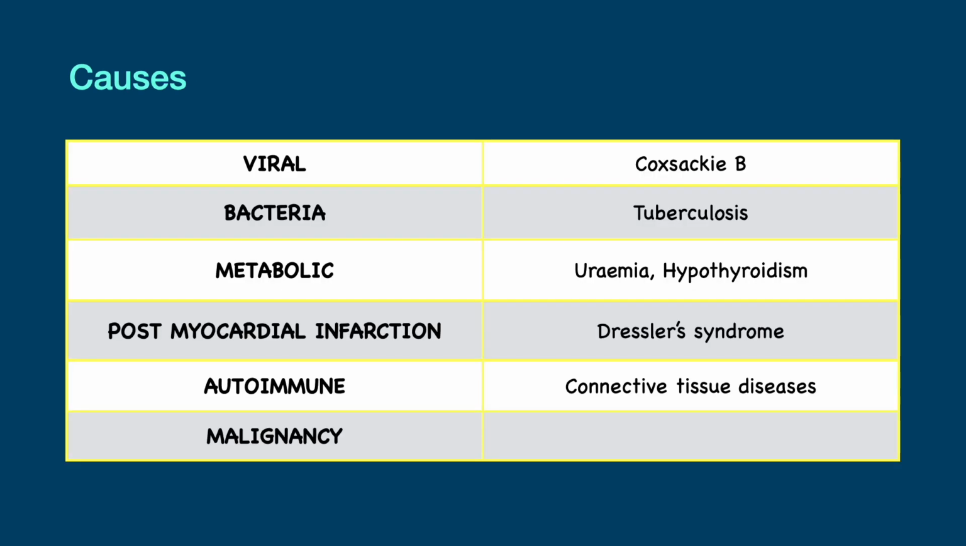Causes of pericarditis: similar to myocarditis, it can be caused by infections, viral infections such as Coxsackie B, bacterial such as tuberculosis, metabolic such as uremia or hypothyroidism, post-myocardial infarction, which is known as Dressler's syndrome, autoimmune causes, as well as malignancies.